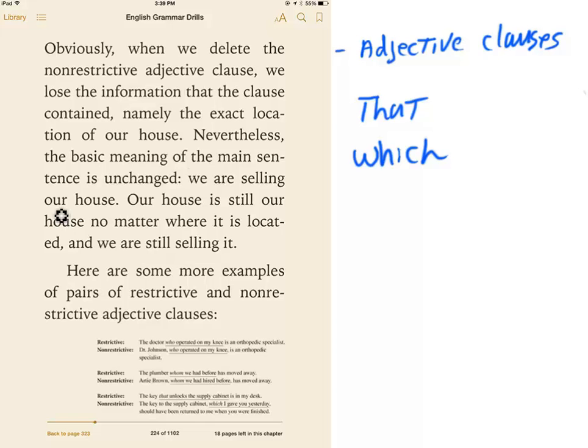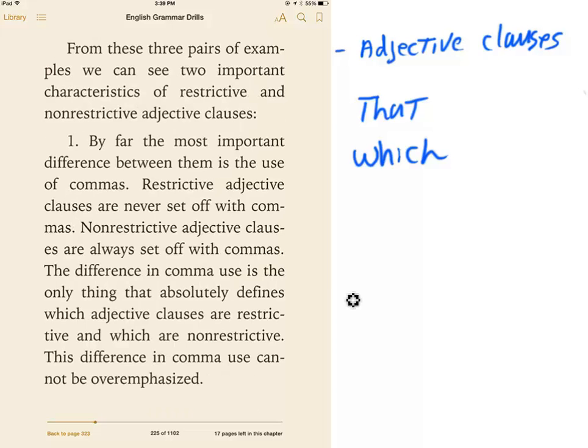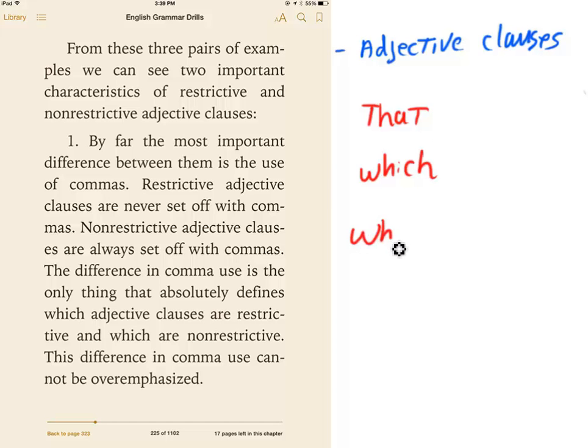Now, we're not going to read this. You can look at the examples of restrictive and non-restrictive clauses. The thing that you need to understand, though, and we're going to go through several examples together, is when to use that and which, which we'll get to in a second. And also when to use commas and when not to.